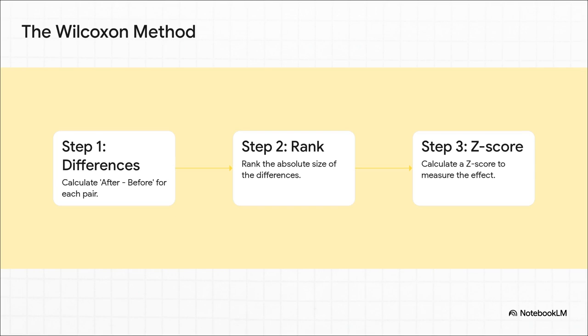Let's say you've got employee performance scores from before and after some new training program. Step 1, for every single person, you just calculate the difference. Just subtract the before score from the after score. Step 2, you rank those differences based on how big they are. Don't worry about whether they're positive or negative for now. Just rank the size of the change. And finally, step 3, you do a little math that boils all of that down to a single, powerful number, a z-score.